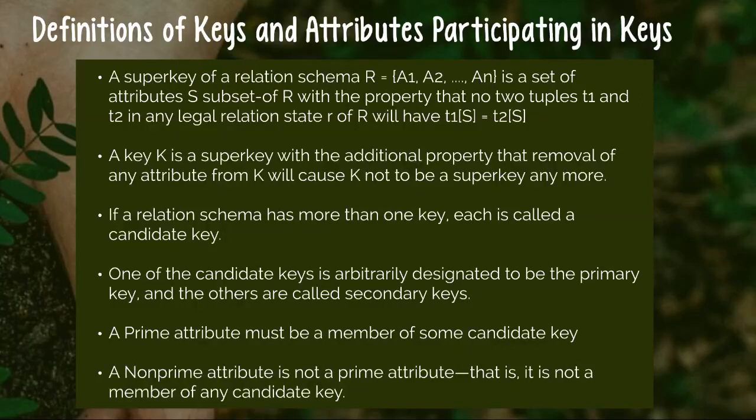A key, let's say K, is a super key with the additional property that removal of any attribute from K will cause K to no longer be a super key. If you take a key K, we consider it as a super key with the additional property that if we remove any attribute from it, it is no longer going to be a super key. So what is the difference between the key and the super key? If we take the key, it has to be minimal. But if we take a super key, that is not the case.